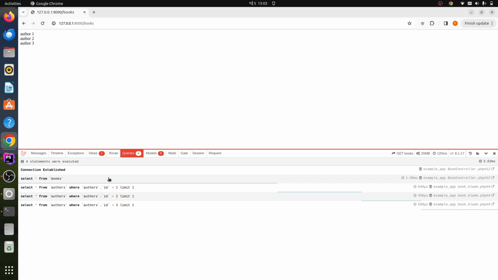But now this is the problem, because the number of queries to fetch the authors is dependent on the number of entries in the database, right? That means if there were 100 authors in the database, the number of queries to fetch the authors would be 100. So now this is the problem. So how do you solve that?